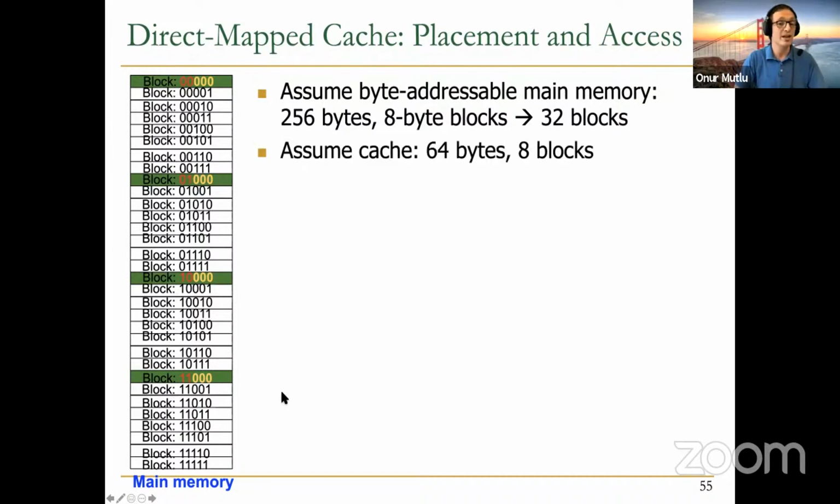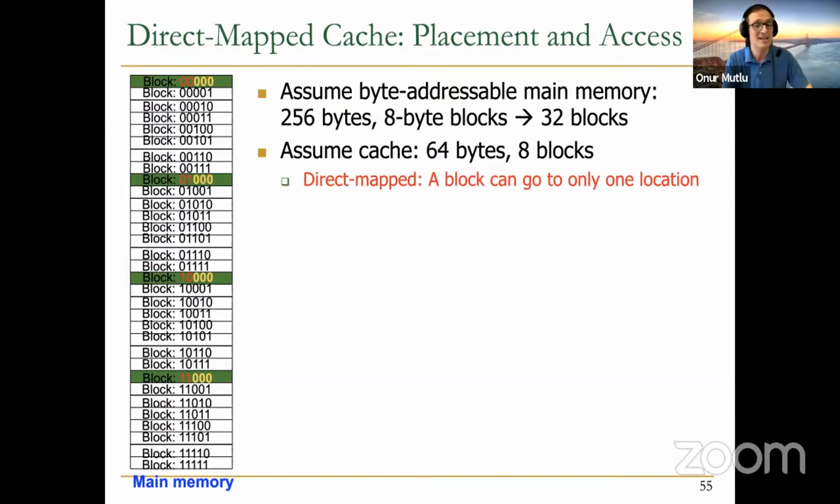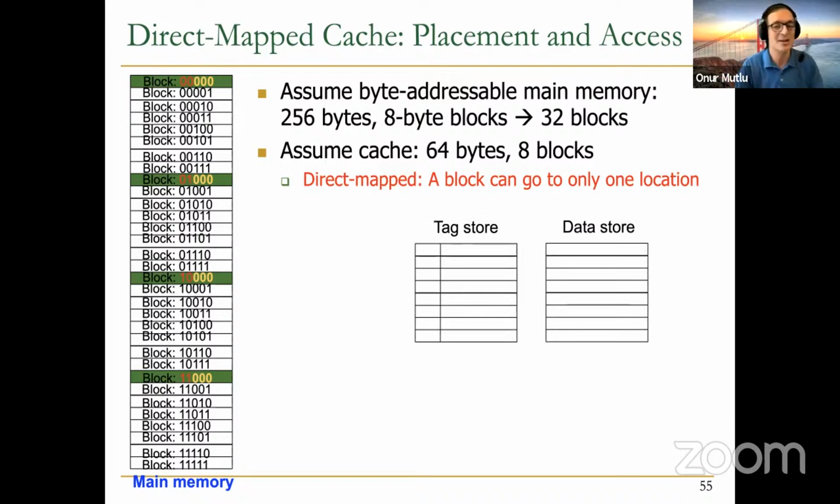Okay, so we are going to assume a cache that can house 64 bytes, and it's 8 blocks. Clearly, with an 8 byte block, it has 8 blocks. So a direct map cache says a block can go to only one location. So this is our tag store and data store, again. This is the valid bit that I showed you. This is the tag, and this is the data store. So how do we query the cache?